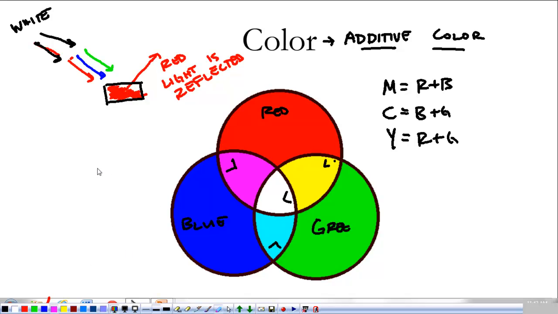Same thing works for a cyan object. I'm sorry, that's magenta. Same thing works for a magenta object. Let's say I shine my white light onto my magenta object. That's not magenta. So we've got red light, we've got blue light, and we have green light shining onto my magenta object. In this case, the two colors that come off are blue and red. That's how we see colors.